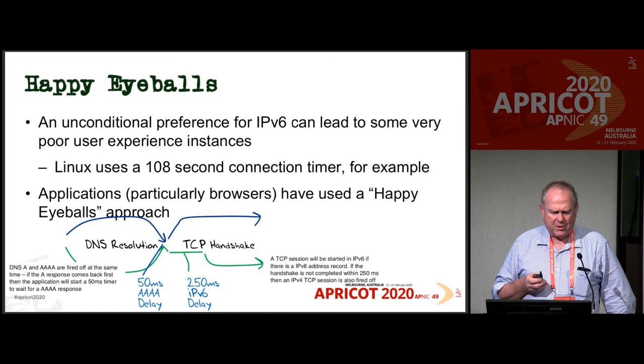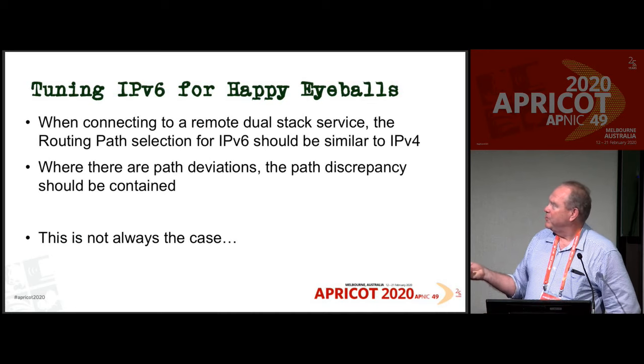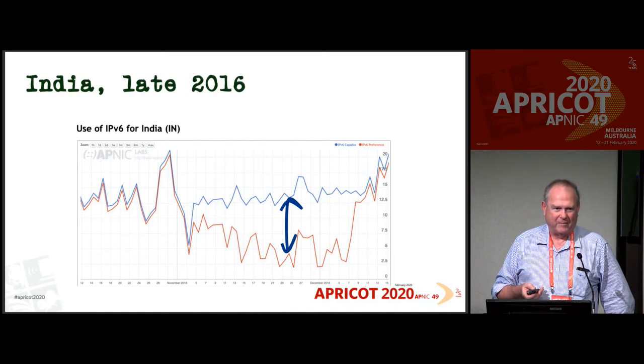The timers are all important. And there is a tolerance of 50 milliseconds between V6 and V4 for all this to work, which means you've got to route the same path for V6 and V4 as much as possible. Because when you don't, all of a sudden, things look really, really lousy.